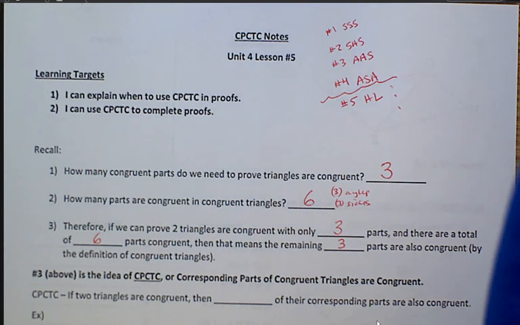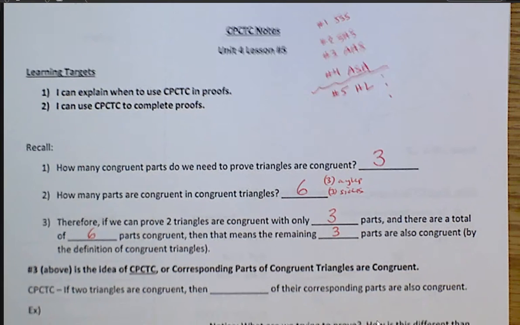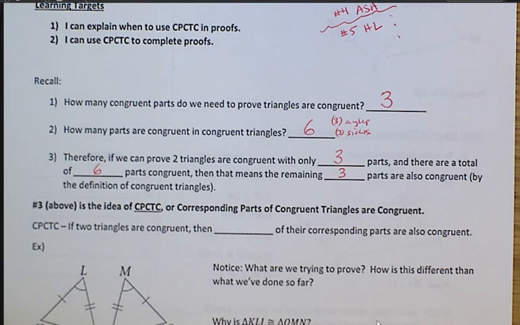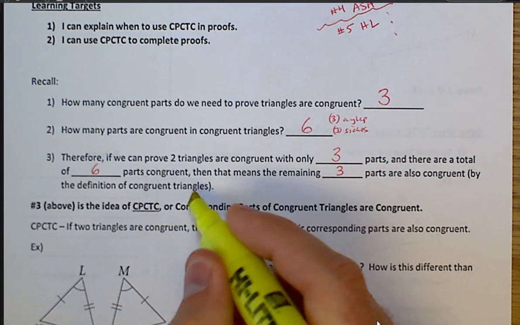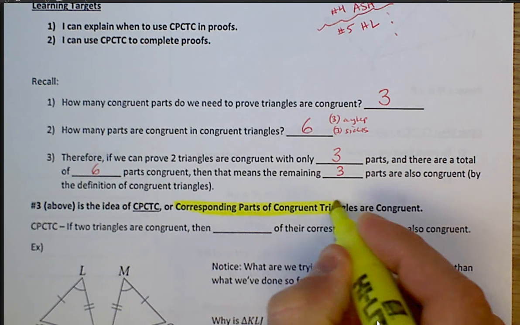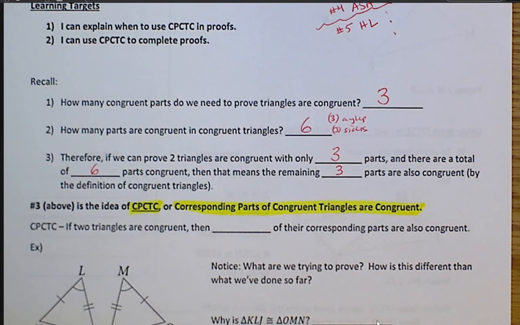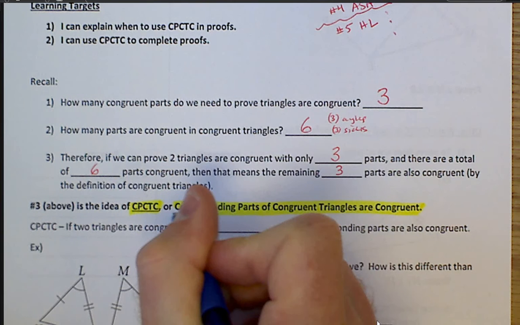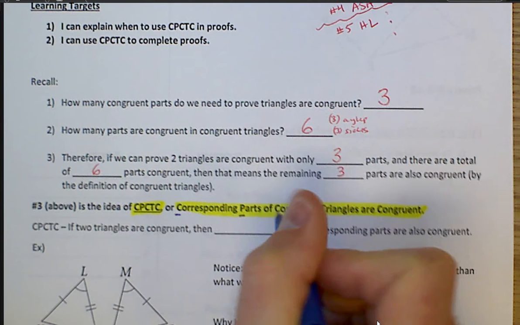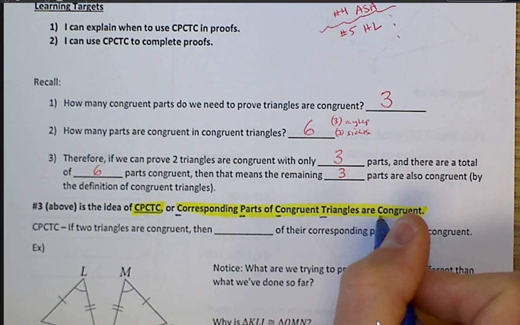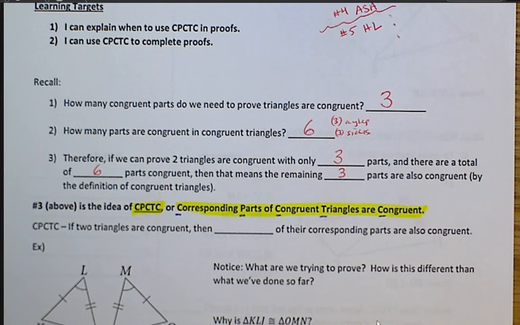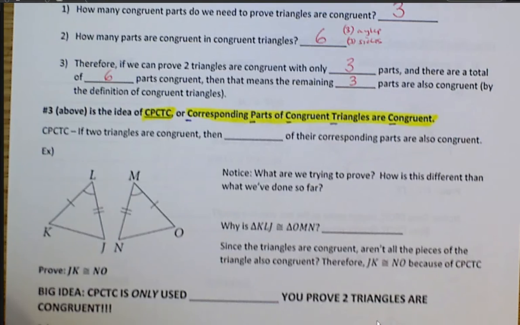I'm going to get my highlighter here. Move this up just a touch. CPCTC stands for corresponding parts of congruent triangles are congruent. C, P, C, T, C. Okay? And here's basically how we're going to use this.